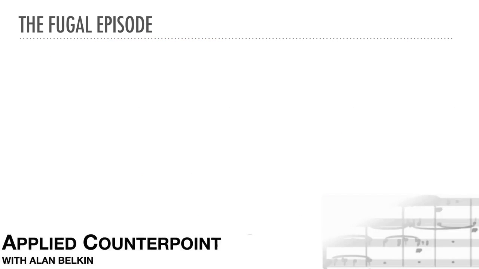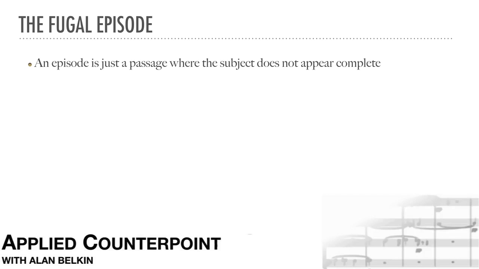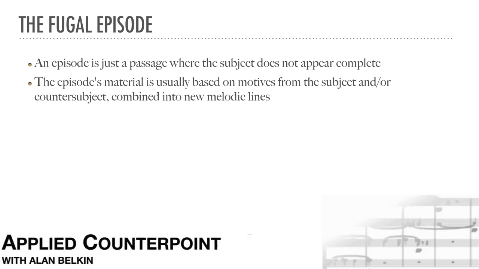After the exposition, a fugue normally alternates entries of the subject, appearing in various related keys, with episodes. An episode is just a passage where the subject does not appear complete. However, the episode's material is usually based on motives from the subject and/or the counter-subject, combined into new melodic lines. This is an interesting aspect of fugal development, generating new melodies from familiar motives.